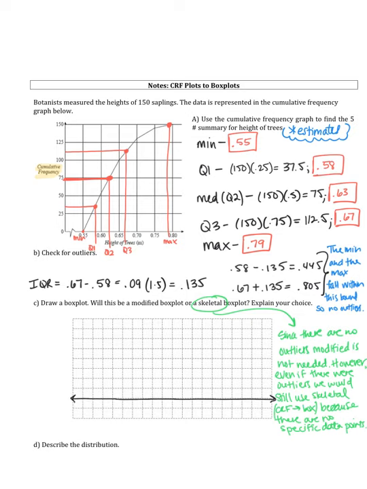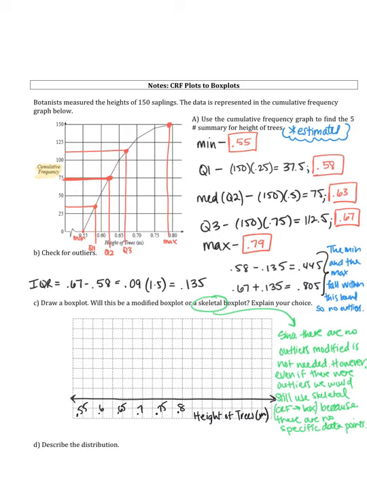I recommend that you use the same scale on your box plot as you have on your cumulative relative or cumulative frequency plot. So I'm going to use the same scale down here. So I'm going to go 0.55, 0.6, 0.65, 0.7, 0.75, 0.8, and I think that's all I need. And of course, this is height of trees in meters. All right, and so let's get plot in here.